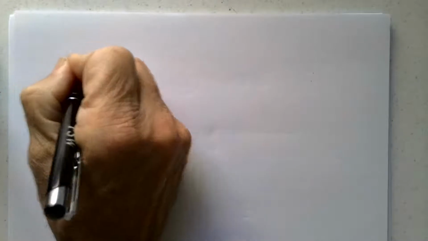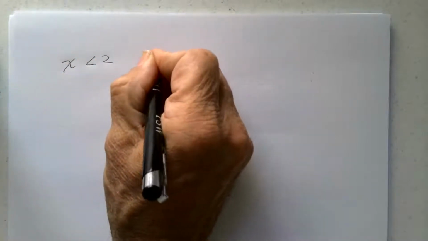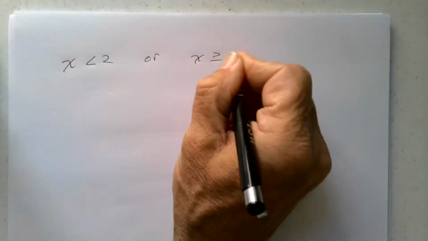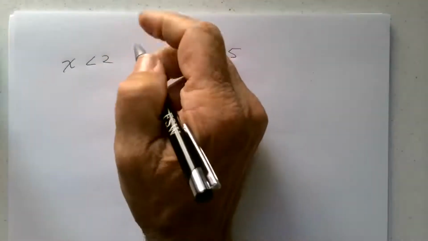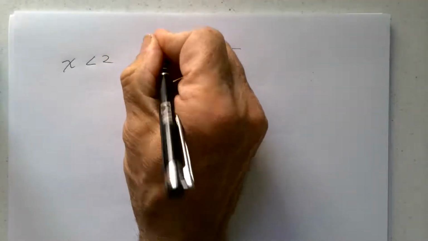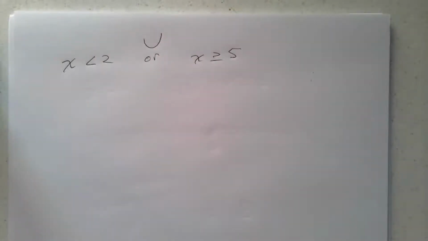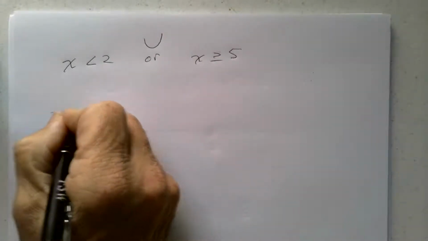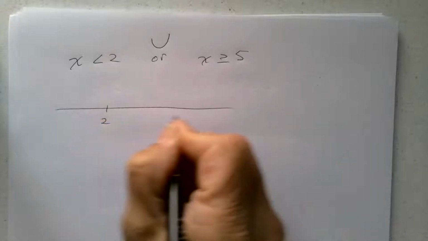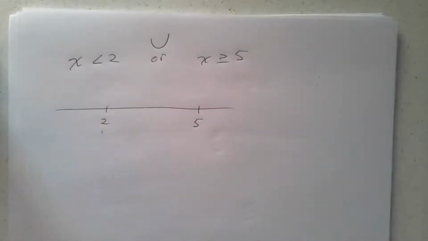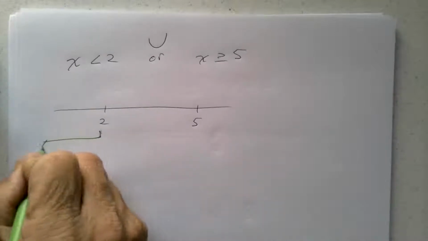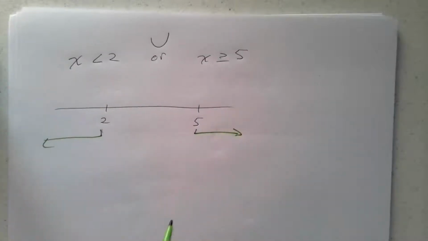If I have x is less than 2, or x is greater than or equal to 5, or a union. You're either in the first set or the second set or both. You belong to that union. So we're going to go ahead and lay out our number line. Here's 2, here's 5. Less than 2 is going to shade this way. Greater than or equal to 5 is going to shade that way.